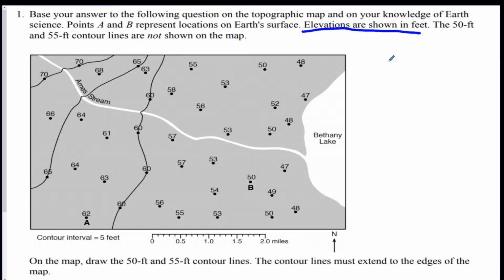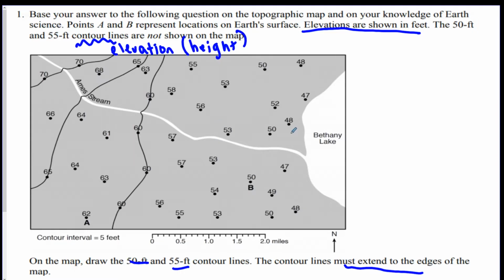It says the 50 and 55 contour lines are not shown on the map, which is fine. Contour lines are lines that measure elevation or height, and these come up a lot, so you have to relate the word contour to elevation or height. So it wants us to draw the 50-foot and the 55-foot contour lines. They must extend to the edges of the map.